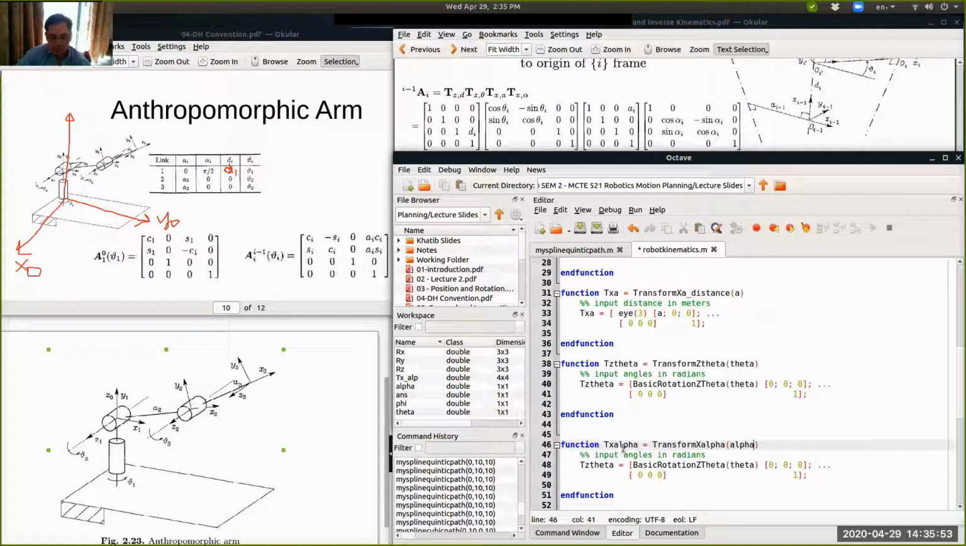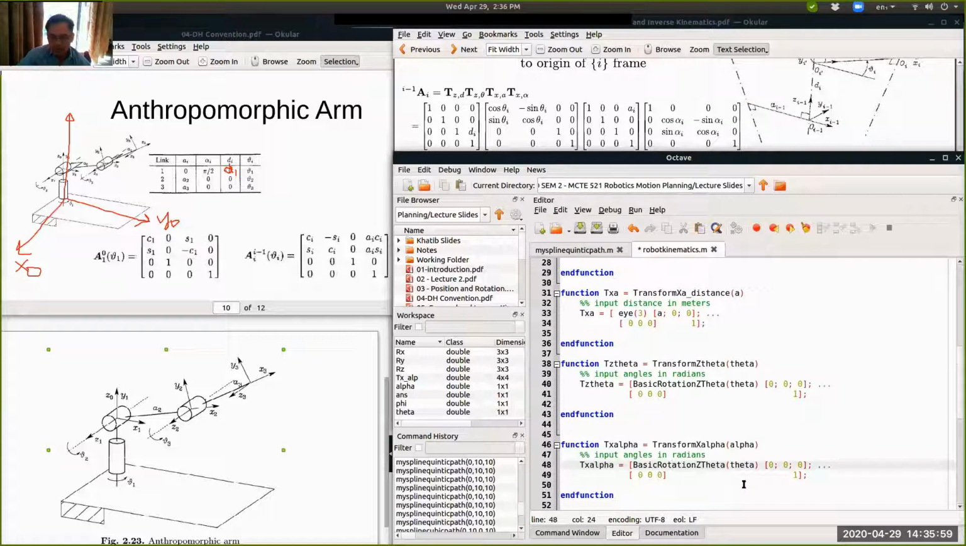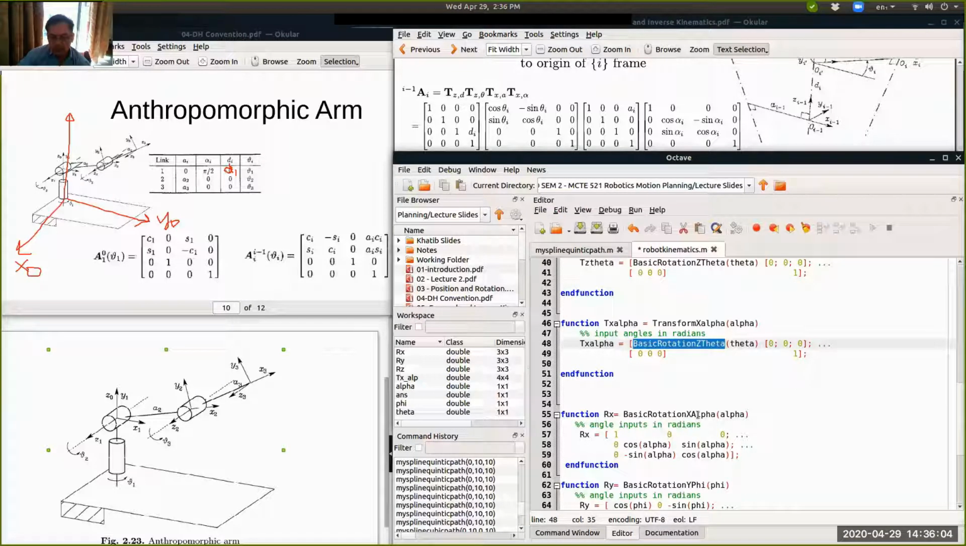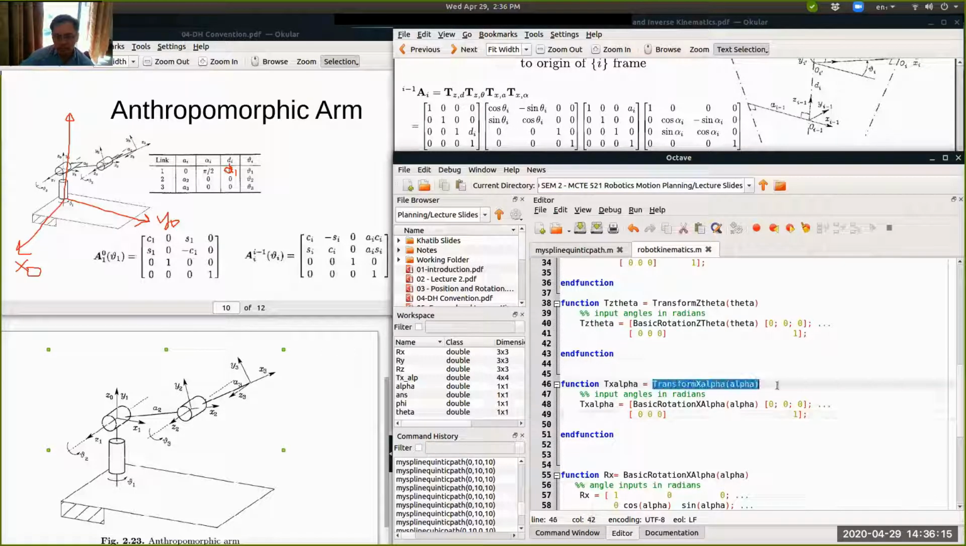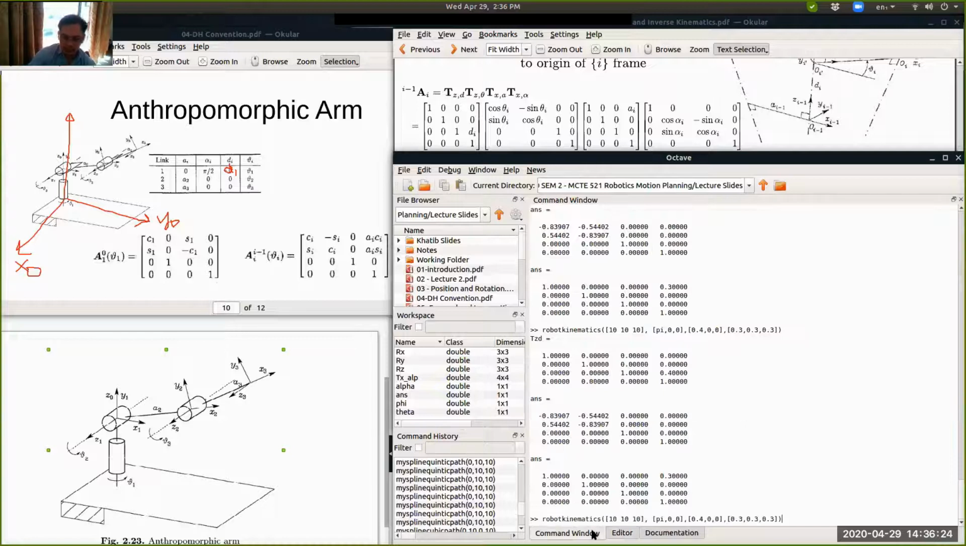Okay, so I wanted to show you how I program so that you can see exactly what is needed. So basic rotation about z, about x by alpha. So x by alpha, and this is alpha, and nothing here. Okay, so now I think we're almost ready. So transform alpha. So let's just get here from transform alpha of 1. Okay, so you can only do it one by one.